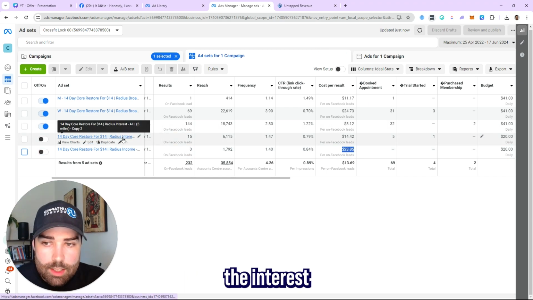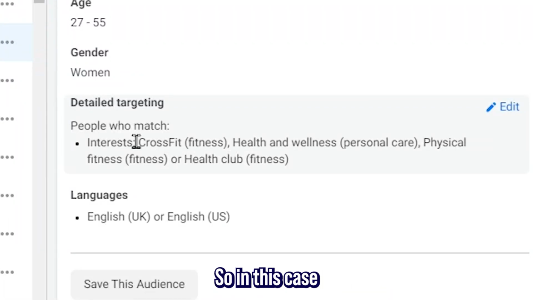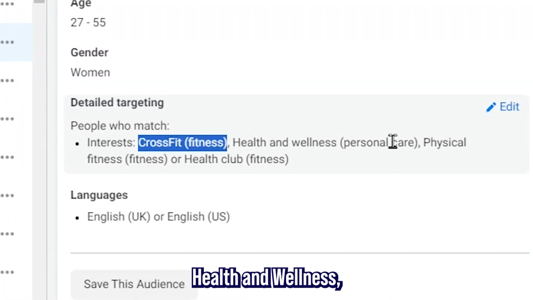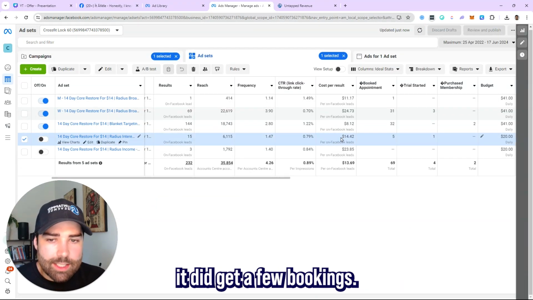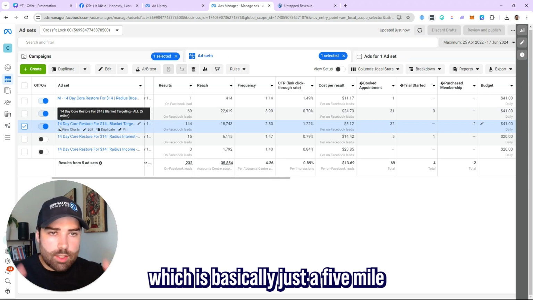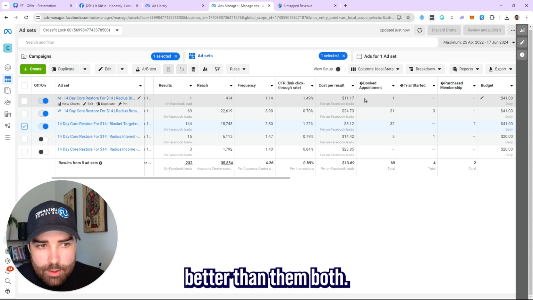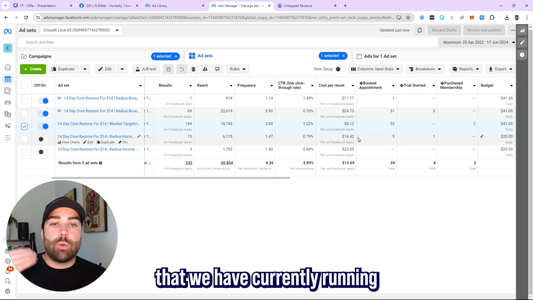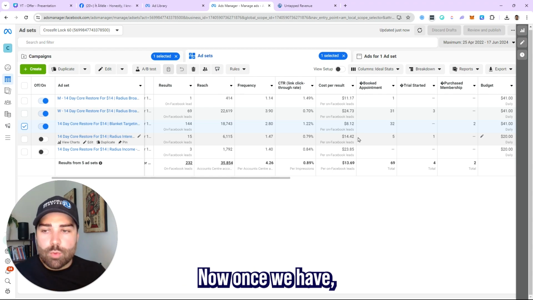Okay, we also ran the interest where we're basically just targeting fitness interests. In this case, it was CrossFit, health and wellness, physical fitness, and health club. This also did decent. It did get a few bookings. However, this broad audience targeting, which is basically just a 5-mile radius around the location, was performing better than them both. And so we kept that one running, and that's the one we currently have running in the studio.